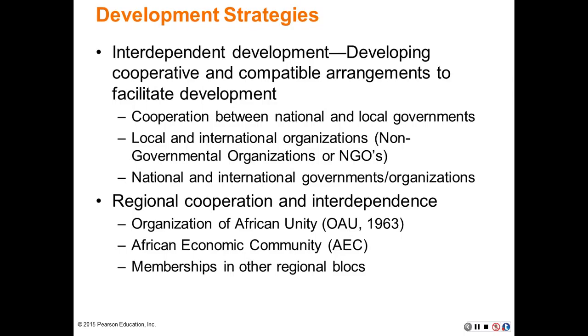National and international governments and organizations can also contribute to development strategies by making the proper investments. We see regional cooperation and interdependence growing, as we've seen, for example, in South America, how important that was in terms of building their economic activities. There have been movements in parts of Africa, and successful movements, in fact, in some of these blocks, such as the Organization of African Unity. In 1963, the African Economic Community was formed, and there are also memberships in other regional blocks for Southern Africa, West Africa, East Africa.